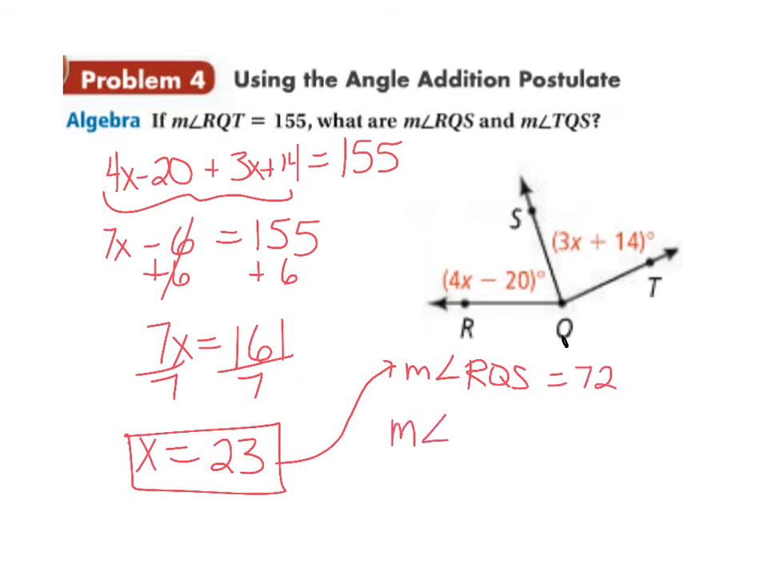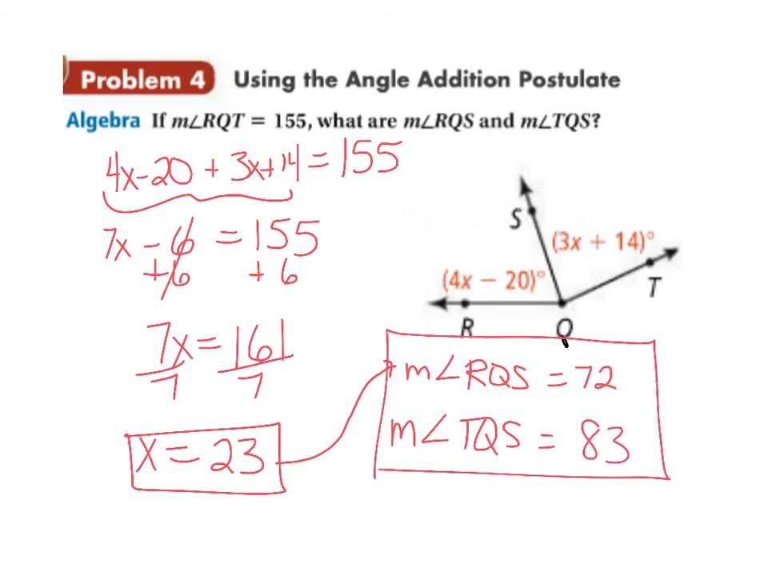The measure of the other angle that they want, TQS. All right, now these are not necessarily congruent to one another. They kind of look like they are, but it did not indicate that. So I don't automatically assume it's a 72. In fact, I'm pretty sure it's not. I'm going to do a 23, because that's what x is. I'm going to multiply it by the 3, and then I'm going to add the 14. And that gets me an 83. So those are the other two measurements.